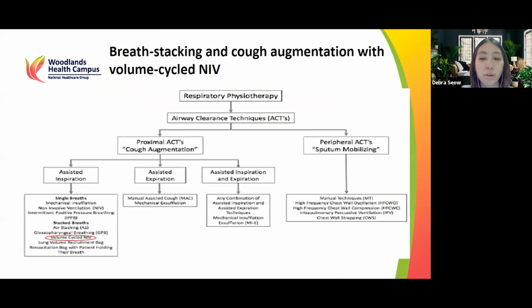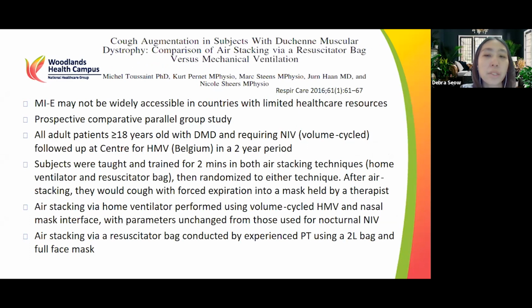So this is from the excellent article by Chatbin et al. on airway clearance in neuromuscular disease. You can see that for stacked breaths, one of them we look at is volume cycled NIV. Okay, so I'm just going to share a few articles. They are not directly related to patients with ALS or MND, but I just wanted to let you all have a look at them as well.